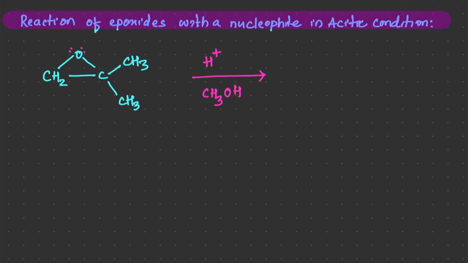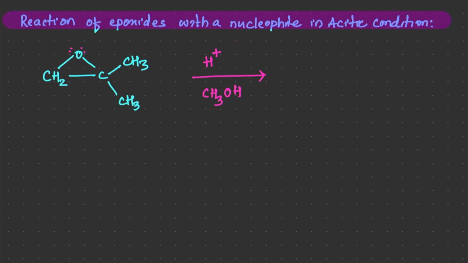Sometimes it might be written as sulfuric acid or some other H plus source. Just keep in mind that both of these will be written together. There is no 1 dot 2 dot. If it's written like this, that means the reaction is a two-step process. So keep that in mind to differentiate. All the reagents will be written together.